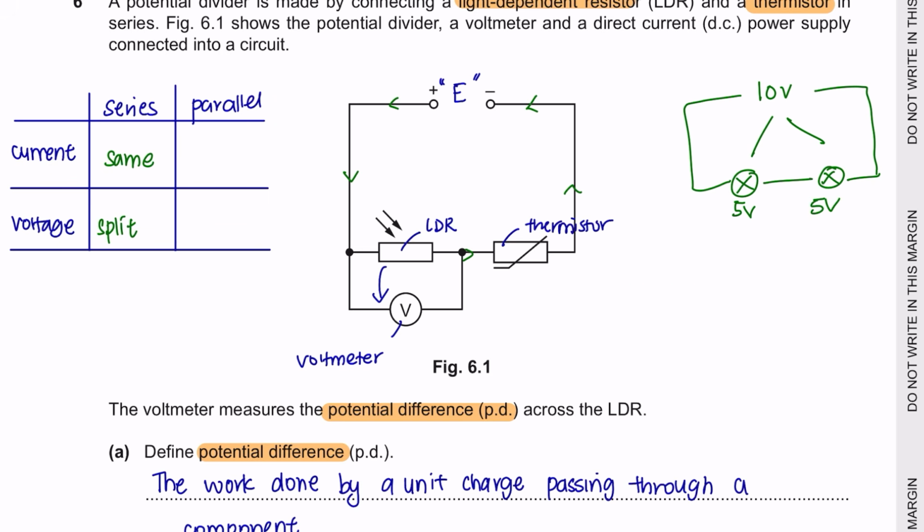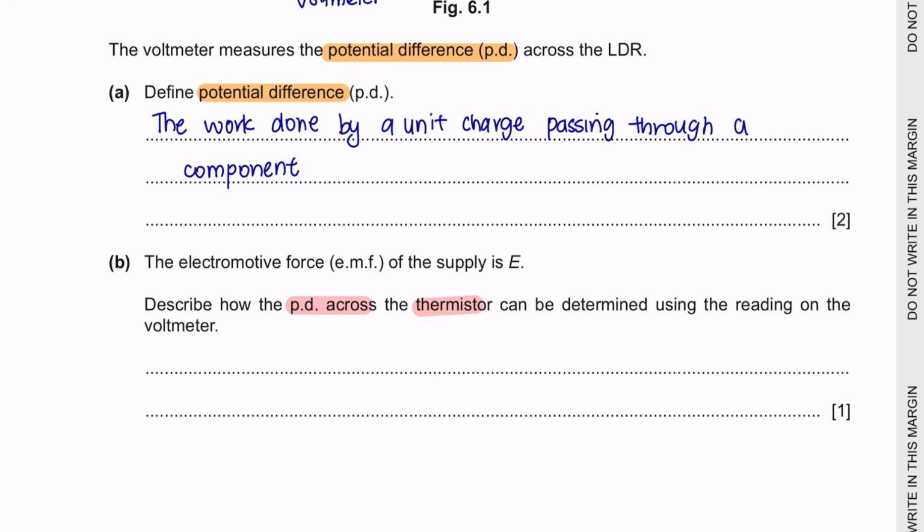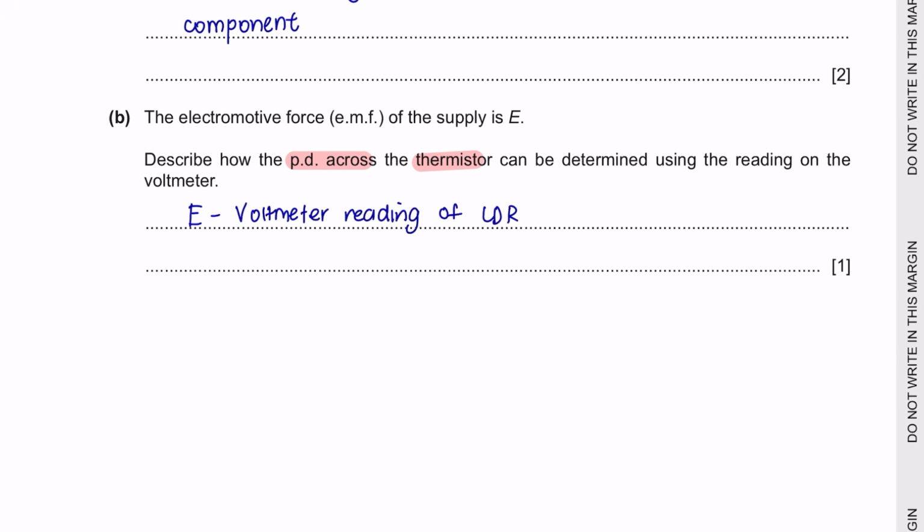And as for parallel, it would be the opposite of a series circuit. So in order to find the voltage of the thermistor, we're going to take the total voltage, which is E, and we're going to take away the voltage of the LDR in order to get the voltage of the thermistor. So E take away the voltmeter reading of the LDR will give us the potential difference across the thermistor.